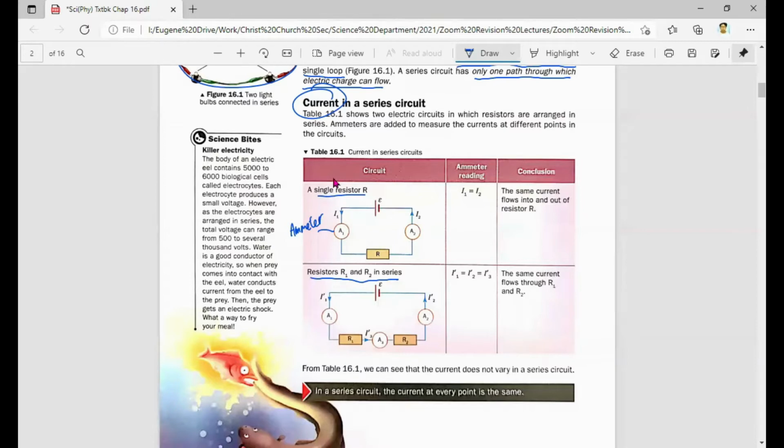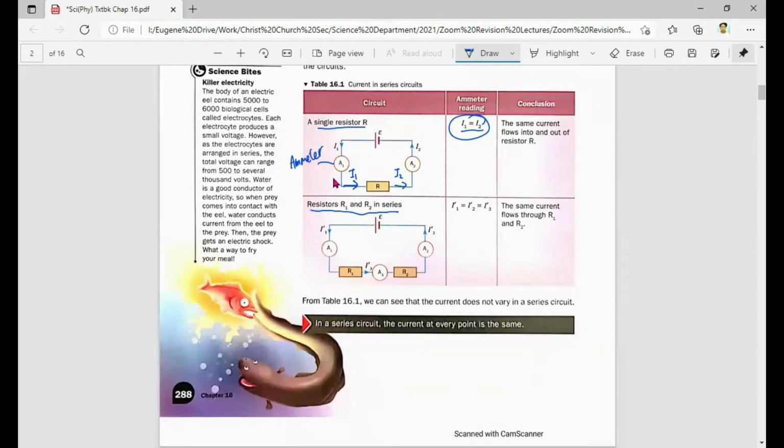When they have this circuit with the two ammeters, they realize that the current I1 is equal to the current I2. So the conclusion, the principle you can apply from this, is that the same current flows into and out of resistor R. The current that flows into R, which is I1, and the current that flows out of it, I2, are the same. So in a series circuit, the current flowing into the resistor and the current flowing out of the resistor is the same. That's what the first example is talking about.